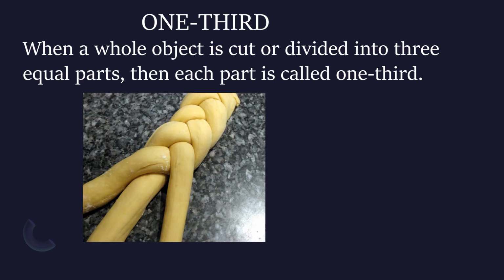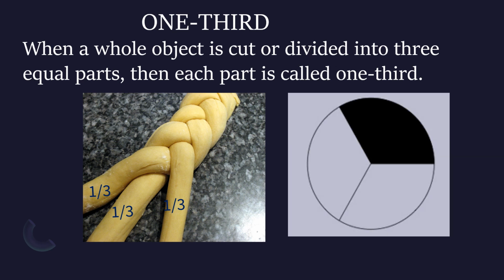So let us look at this picture. It is divided into three equal parts. So each part is 1/3, 1/3. So here one part has been shaded, 1/3, and we have two more 1/3s. So it is written as 1/3.